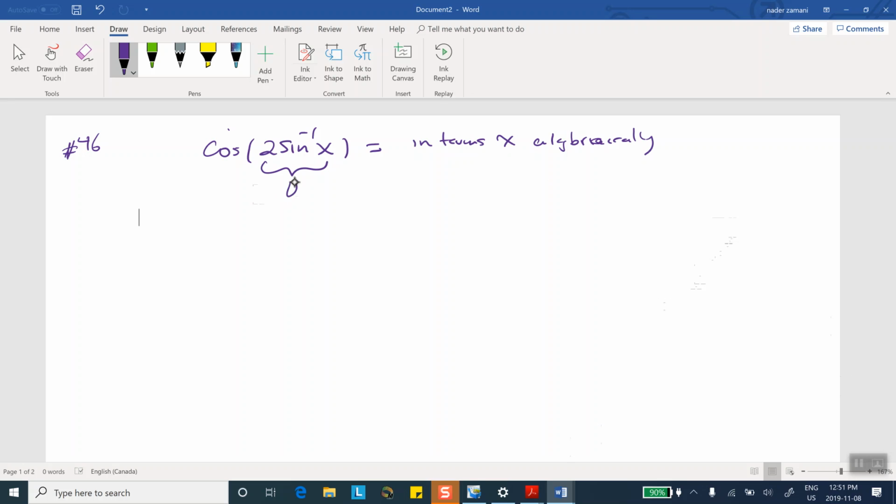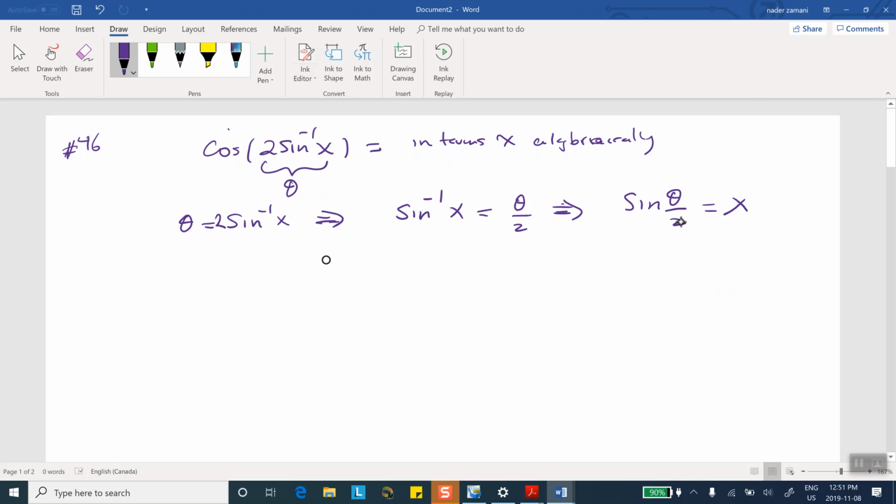So I'll call this thing theta. We have theta equal to 2 sine inverse of x, and that means that sine inverse of x is equal to theta over 2, and that means that sine of theta over 2 is equal to x. Now what do we want to find? We want to find cosine of theta, but from the double angle or half angle formula, this is equal to 1 minus 2 sine squared theta over 2.